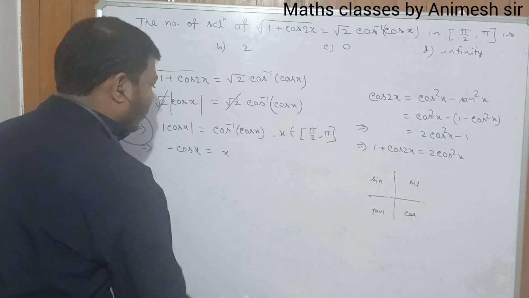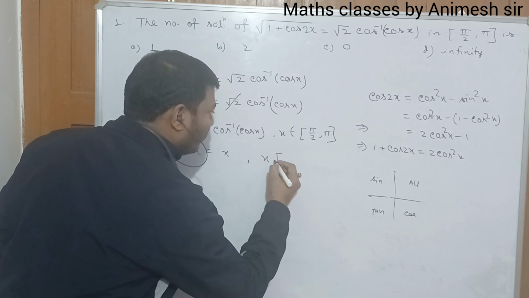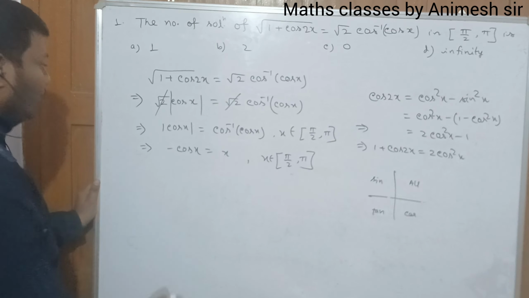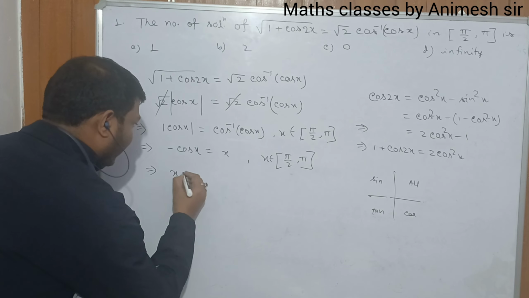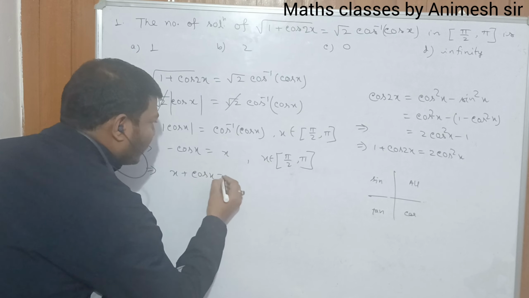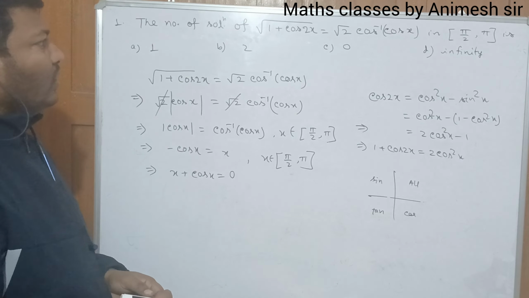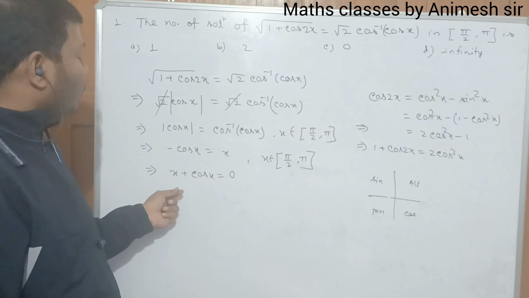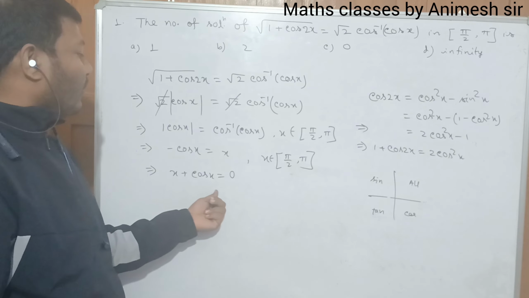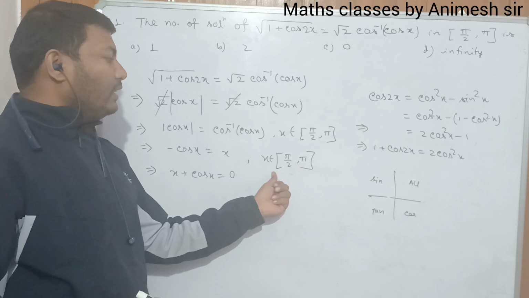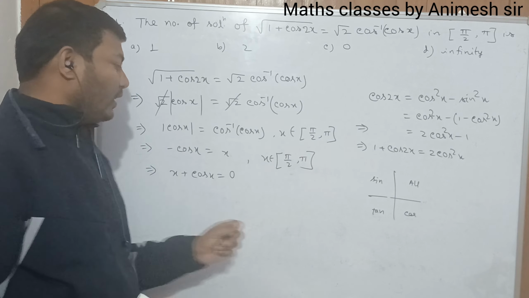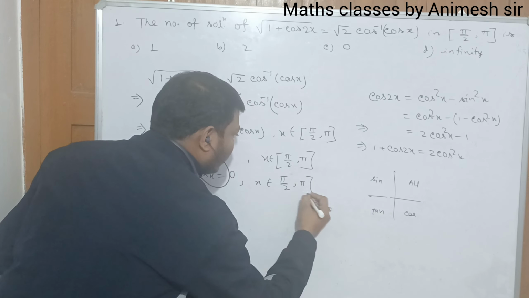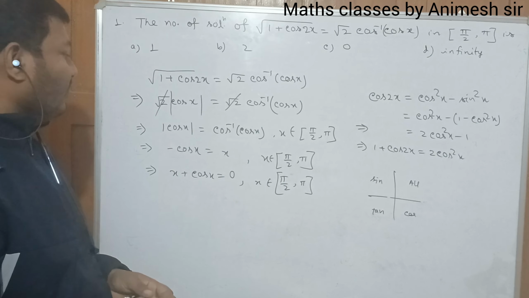So when x belongs to pi by 2 to pi, this will give x plus cos x equals 0. Now we have to find the solution of x such that x plus cos x equals 0, where x belongs to the closed interval pi by 2 to pi.